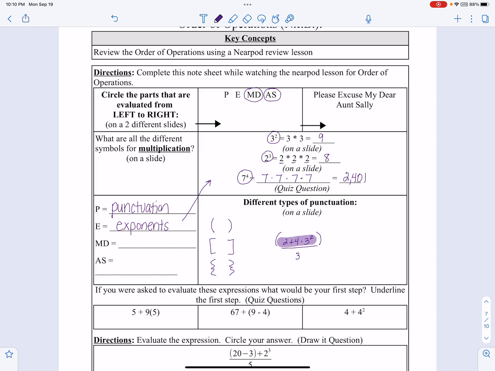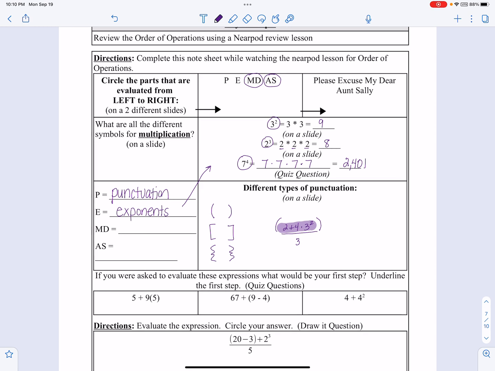All right. After that, we have our multiplication and division, our MD, my dear. So multiplication slash division, okay? And this is whichever comes first, okay? So let's make a little note here. First from left to right. So that's really important to remember when you're doing order of operations. And then our Aunt Sally is our addition and subtraction.